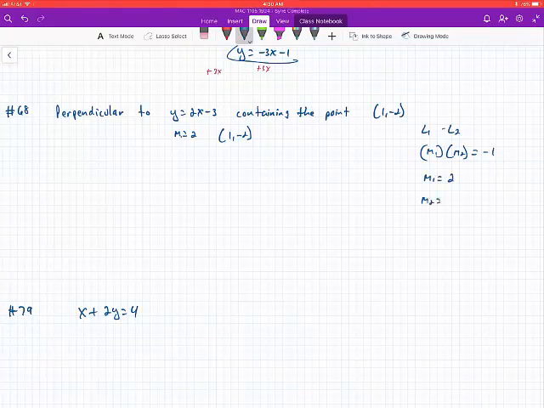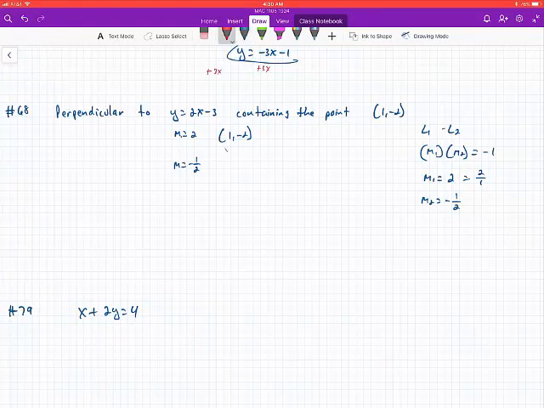So then the slope of the line that I'm going to find has to be the opposite reciprocal of 2, because if I multiply 2 times this number, I need to get -1. And the only thing that's going to work is -1/2. If we think of 2 as being 2 over 1, the reciprocal of that is 1 over 2, and then we just change the sign. So the slope that I'm going to use is -1/2.